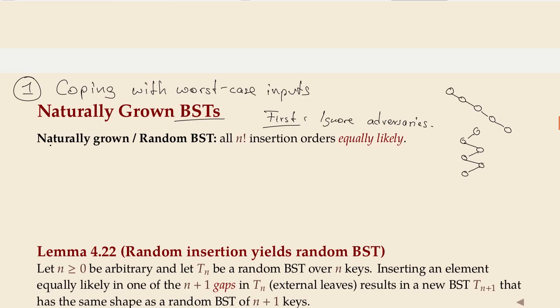So what we will talk about, I'll just call them random BSTs, but some people also call them naturally grown BSTs, just because it nicely picks up the tree analogy. And what I mean by this is that the n! insertion orders of the n keys that are in the tree are all equally likely. So you pick one insertion order from these n factorial ones, all with probability 1 over n factorial.